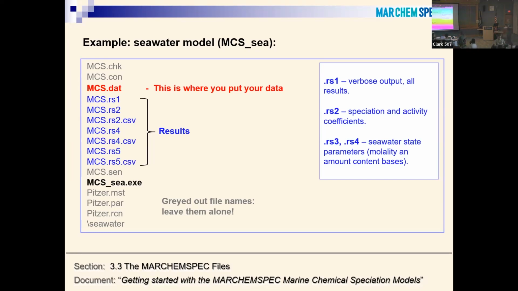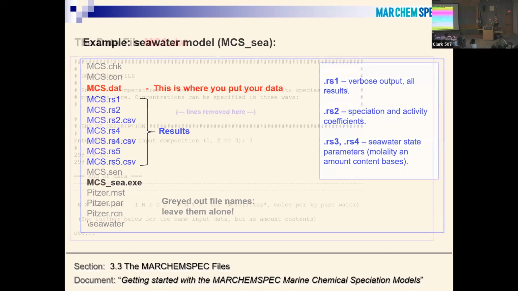So that's basically it. This is the data file, MCS_DAT. That's the executable. A lot of results files, but everything you can find is in the .RS1, so I'd always look at that one first if you're learning how to use the program.